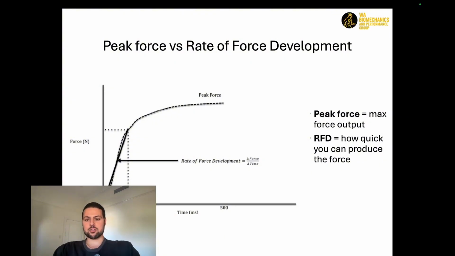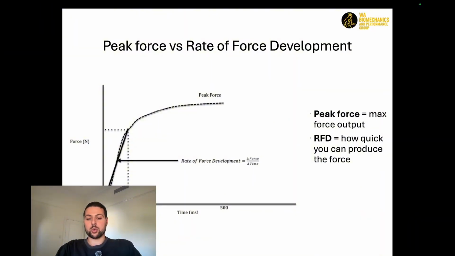Now, I think it's quite intuitive why peak force might be something that is really important. What peak force is, it's the most reliable measure. It's the easiest thing to measure using a dynamometer. It's the maximum force output that someone can put through that dynamometer. Nice and easy to measure and nice and reliable.